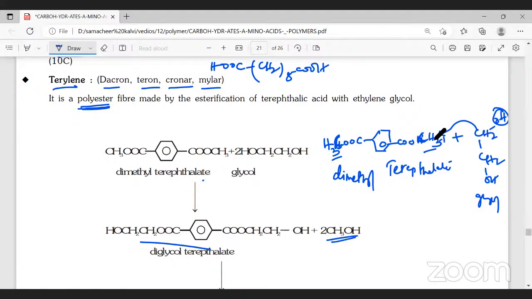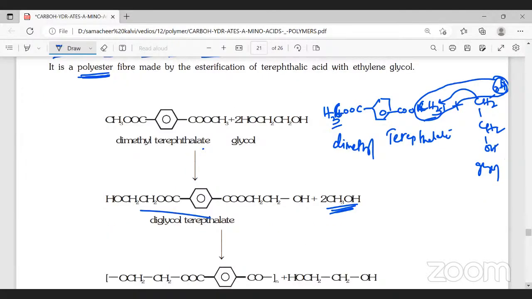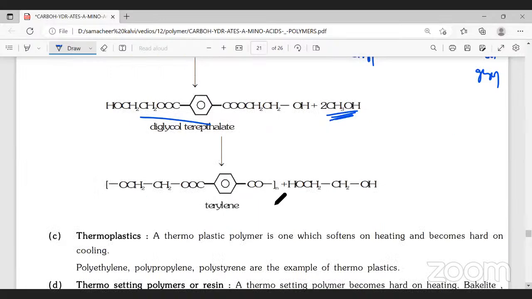The whole CH3 group gets eliminated. CH3 and OH get eliminated as methyl alcohol. Here also CH3 and OH get eliminated as methyl alcohol. Therefore, we get diglycol terephthalate. This diglycol terephthalate will decompose to give terylene.